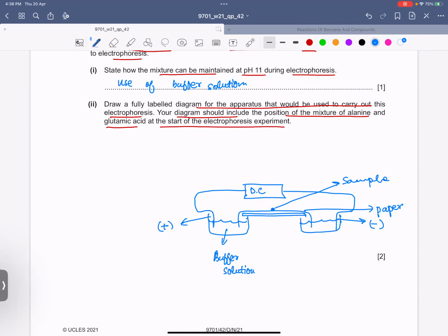Yes, both the sides have a buffer solution. Alright. Okay.